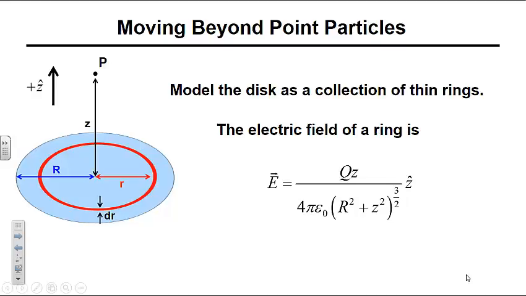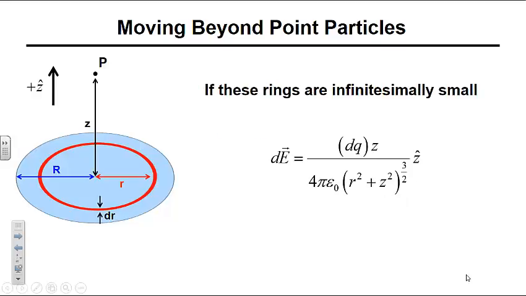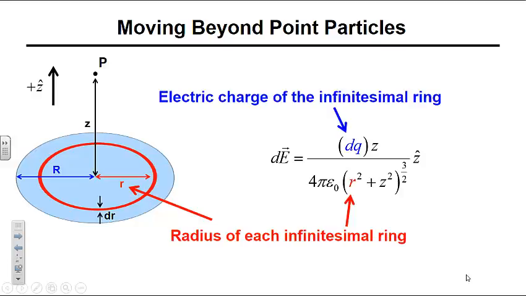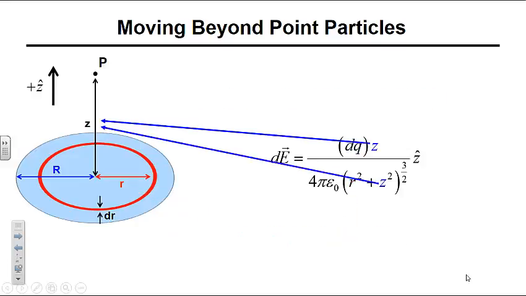the ring. In the limit that these rings are infinitesimally thin, we can express their contributions to the electric field of the disk using the following equation. In this equation, dq is the electric charge of each infinitesimal ring, and r is the radius of each ring. The variable z is the distance from the center of each ring to the position where the electric field is measured. This distance is the same for all of the rings, since each ring lies in the same plane. This is another reason why it is convenient to use thin rings to model the disk.